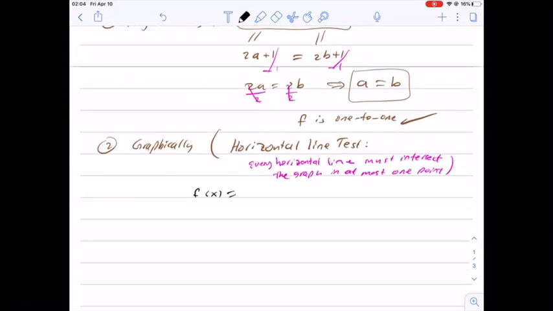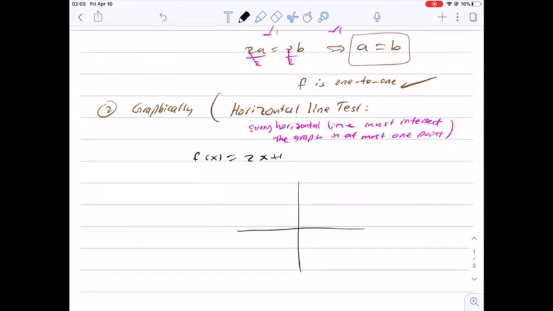So let's graph this function. The function is f of x equals 2x plus 1. If we take x equals 0, we get y equals 1. If we take x equals -1/2, we get y equals 0. That's the x-intercept. So this is the graph of 2x plus 1. It's linear, increasing. So if you try any horizontal line using the horizontal line test, this graph of the function will pass the horizontal line test.